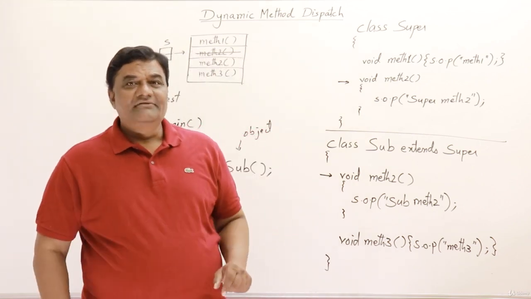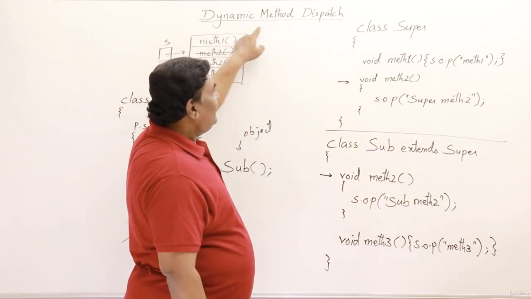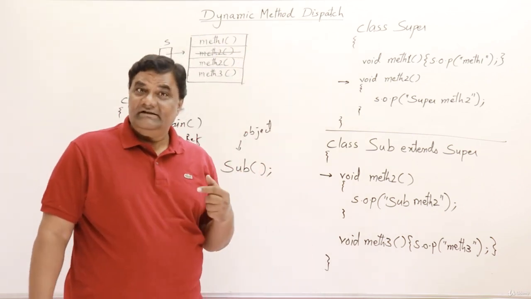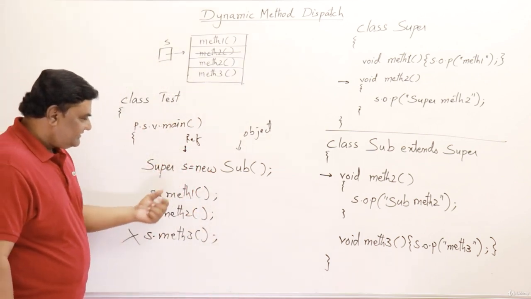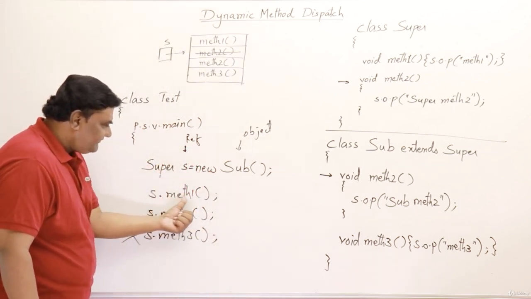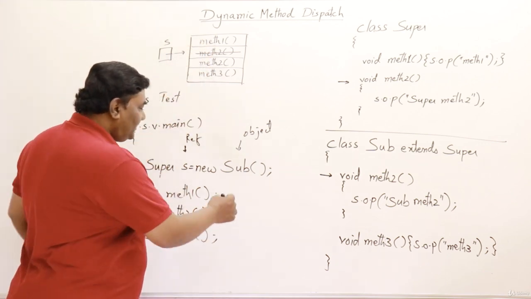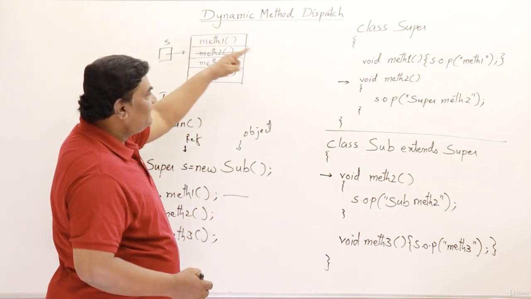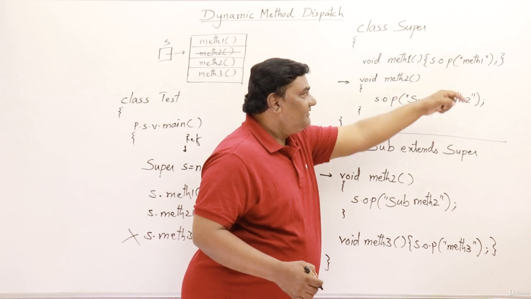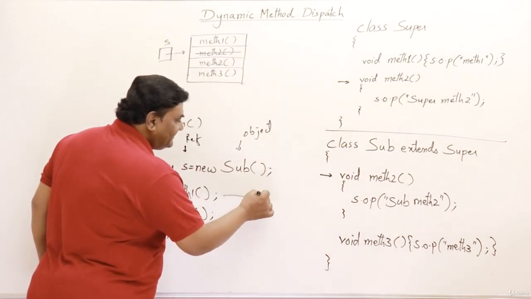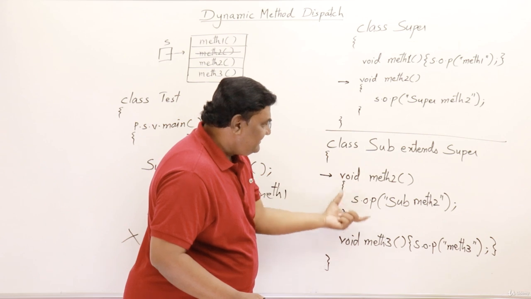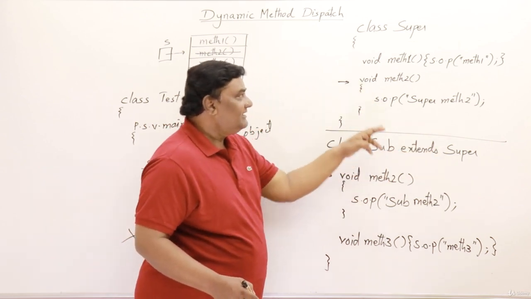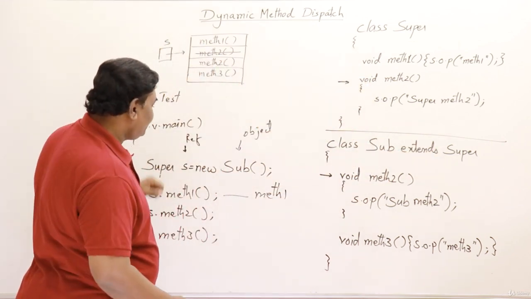Now finally, we will learn what it means by dynamic method dispatch. Let us see this. Here, using a superclass reference, I am calling method 1. What will be printed? Method 1 is present here, so meth1 will be printed on the screen. Is it present in this object? Yes, it is inherited from the superclass. So that method is there.